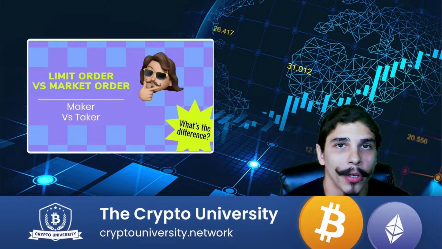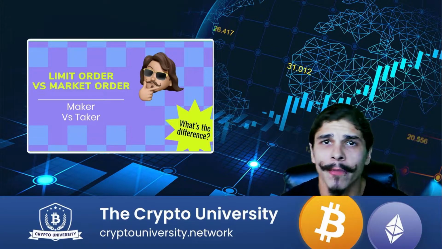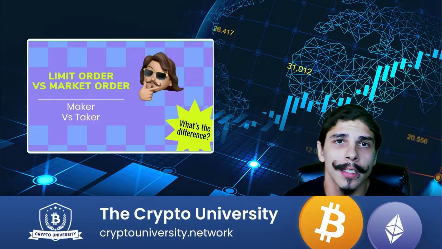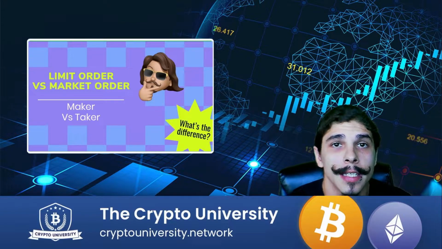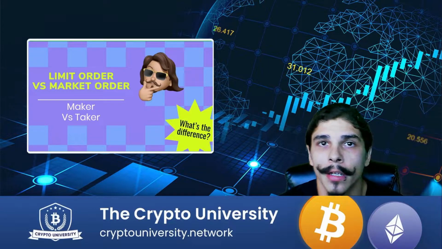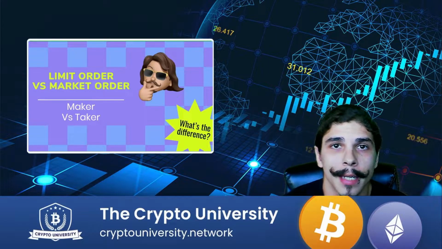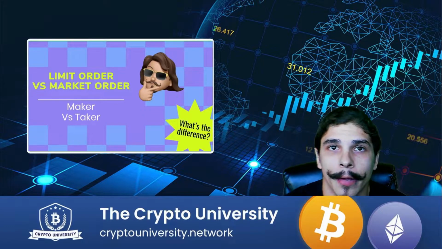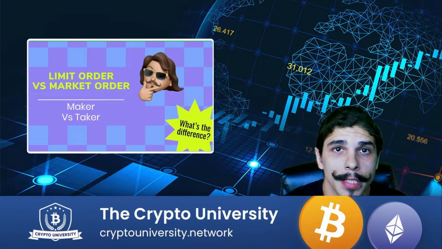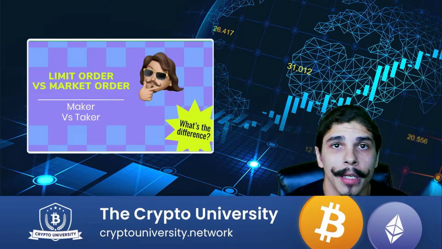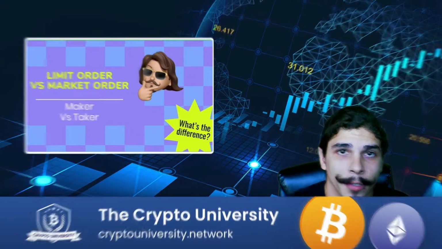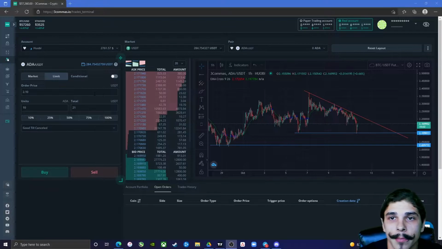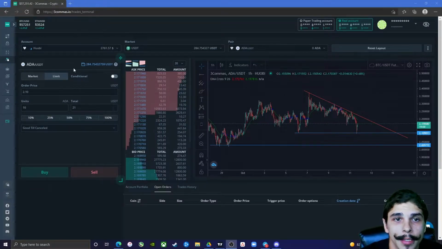I'm going to be talking to you about limit versus market orders and maker versus taker, right? So let's talk about both of those and let's see how we can actually set up a trade. Just a rough example of how we can set up a limit and a market trade. We're going to take a look at how we can make a long and a short position with both a limit and market order. Alright, so for this demonstration I'm going to be using 3 commas.